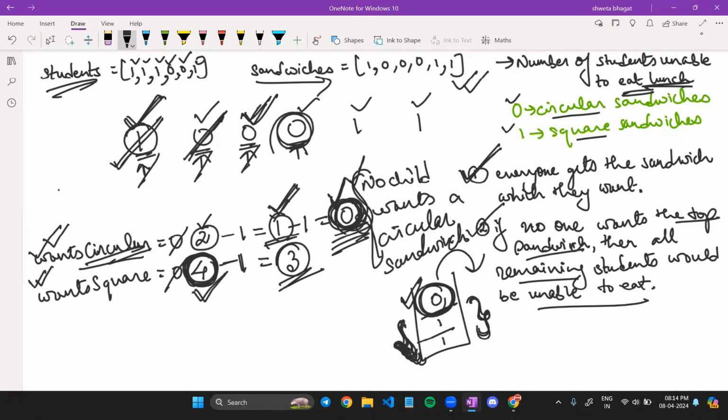So what would be our answer in this case? Our answer would be 3. Why? Because these are the 3 students who want a square sandwich. But since we are not able to take this circular sandwich out of the stack, we won't be able to process the order of these 3 children, right?